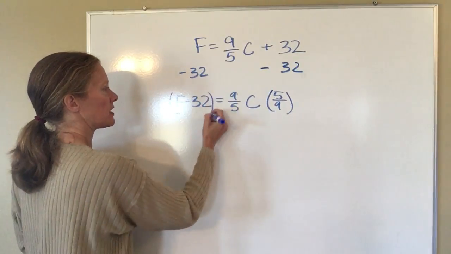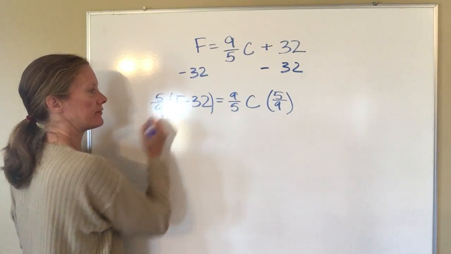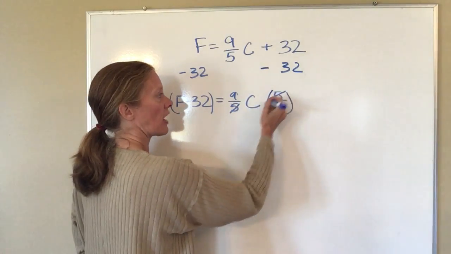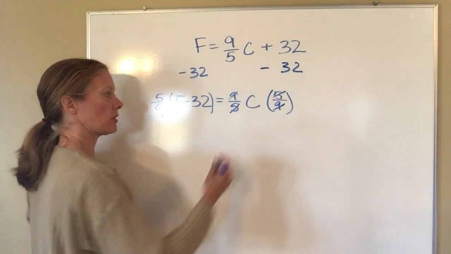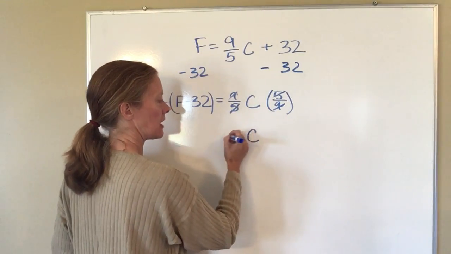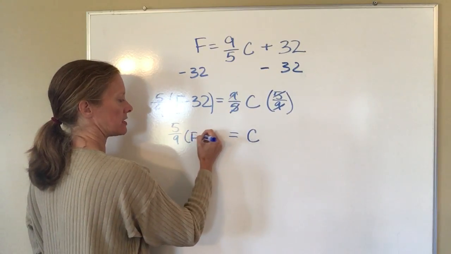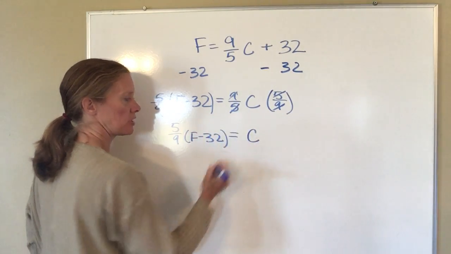So if I take this and multiply it by 5/9 as well, on this side this is all multiplication, so these 5's cancel, these 9's cancel, and I'm left over here with C. And then on this side I have 5/9 times the quantity F minus 32.